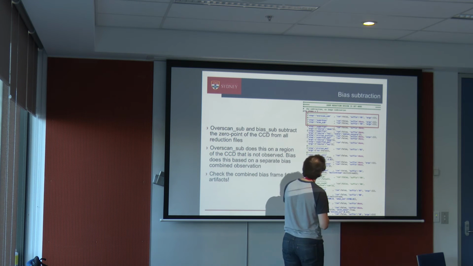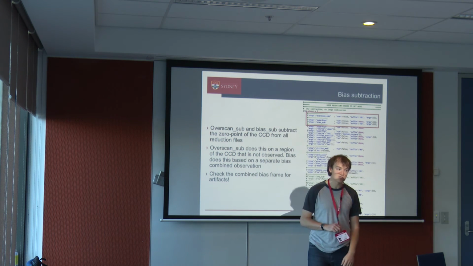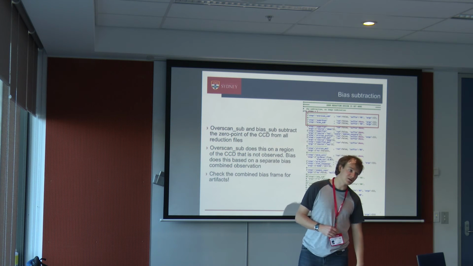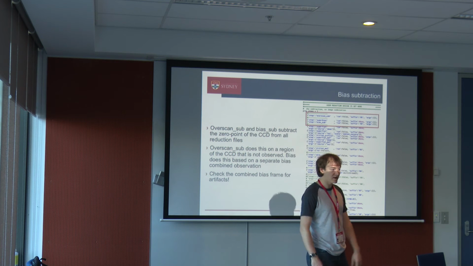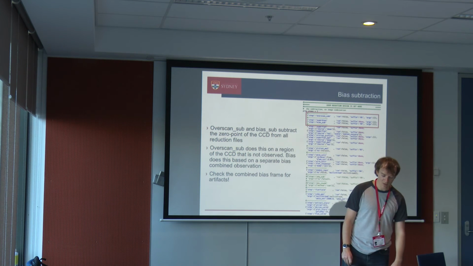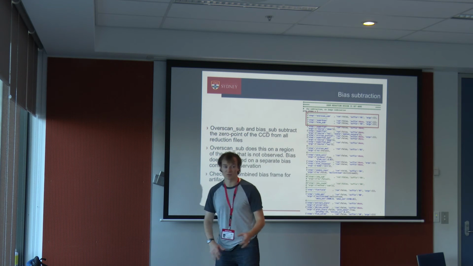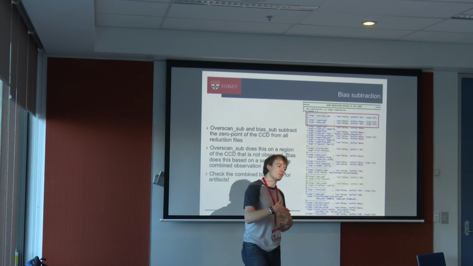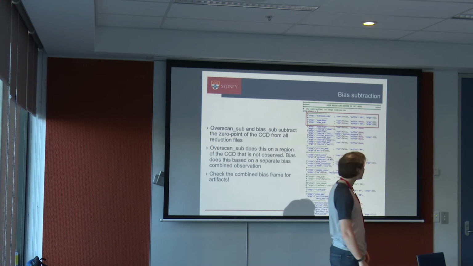You might notice that as an intermediate step, a bias file is created in the reduce folder. What it's done is taken all the bias frames and averaged them to create a super bias, a high signal to noise bias frame. Essentially the overscan region on the edge of the CCD is subtracted from the file, and then the bias frame is subtracted from all of the other files. So this is just to remove the bias level on the CCD.